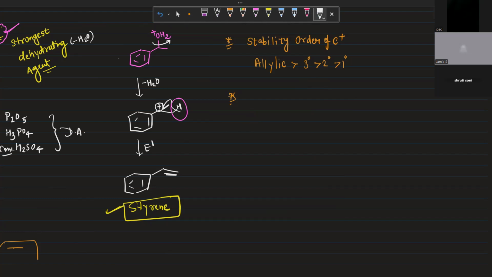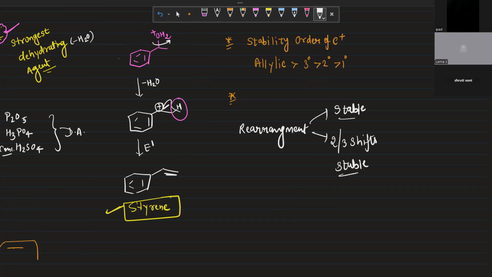Okay. So there are two possibilities in rearrangement. After one rearrangement or one shift, the compound will be stable. And there is also a possibility that after two or three shifts, the compound will be stable. This is also possible. Now, in case of carbocation, we only proceed with that rearrangement that will give stability in the first step.